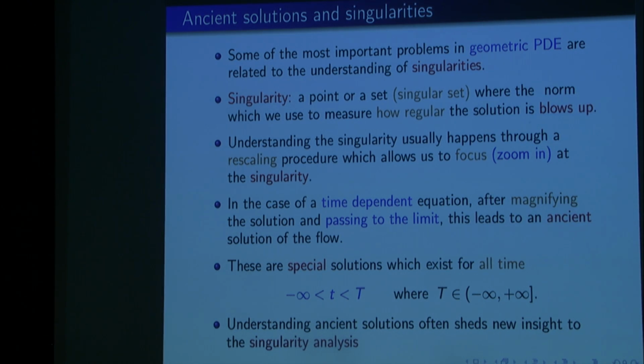Now, you don't need to read all this. We have talked about it already. In these geometric PDEs, and in all PDEs, as we talked already, some of the most important questions are about understanding the singularity. What does it mean in a geometric PDE? A singularity means that some sort of curvature blows up. It could be the curvature of a curve, or the Ricci curvature, the mean curvature, the Gauss curvature. So something happens.